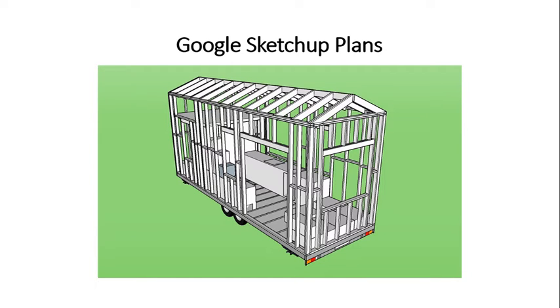So this is an example of our Freedom tiny house in Google Sketchup. This is a downloadable file off our website, and you can basically do anything with it. So you can zoom in, you can change windows, doors, sizes, the internal layout. You can make it your own. You can do anything with it. The foundation's there for you.